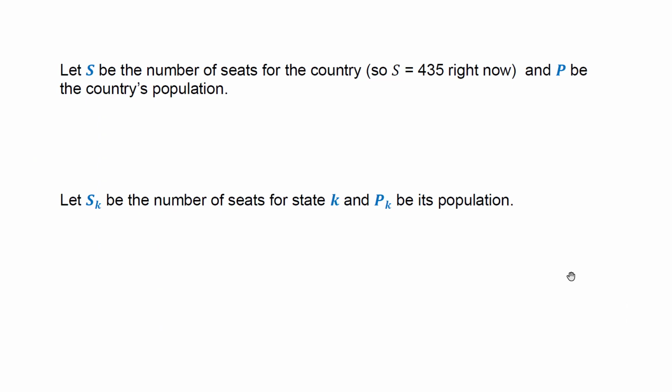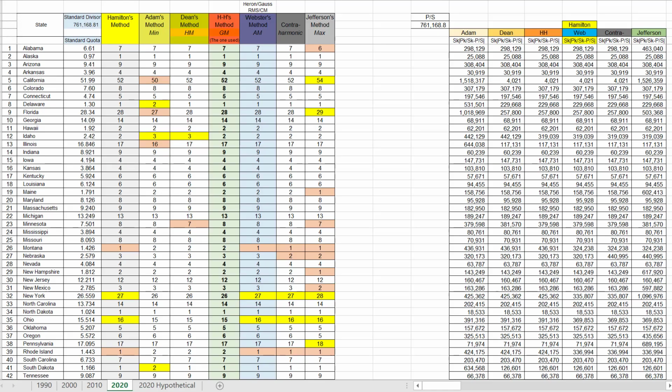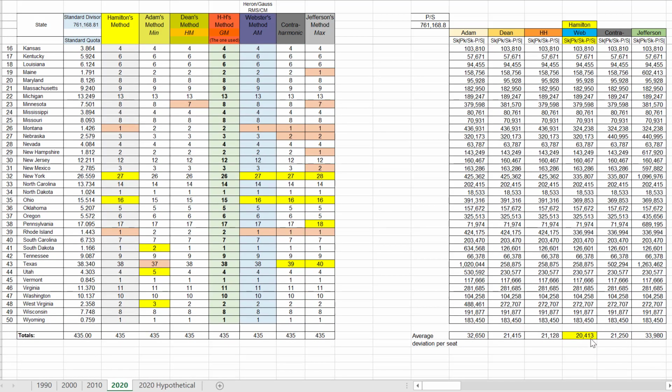I should note some of the notation I use. S will be the number of seats for the country, so 435, and P, the population of the country. And then for each state, we'll call it S sub k, the number of seats given to state k, and P sub k, state k's population. So if you can read that here, it's the state's number of seats times that absolute value difference. Use Excel. Hamilton minimizes that.